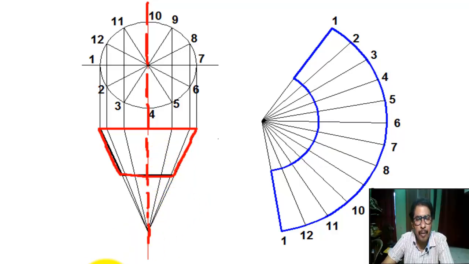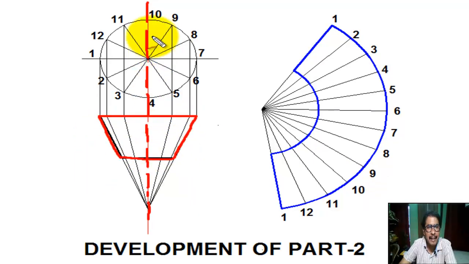Now we draw the development of part 2. This is cone shape. First draw this and draw the center line. With this center line we draw a circle of diameter 44 millimeter. First, draw the circle with diameter 44 millimeter.